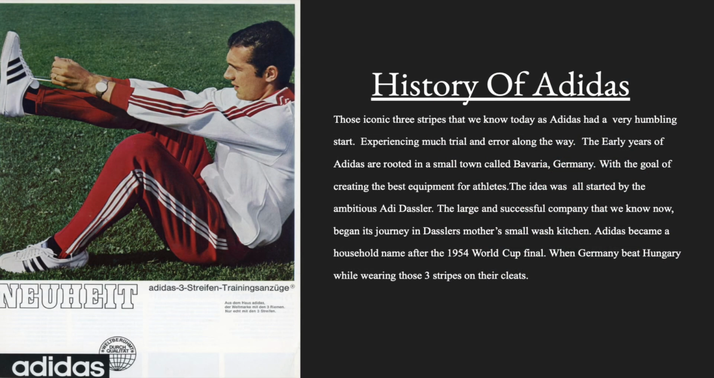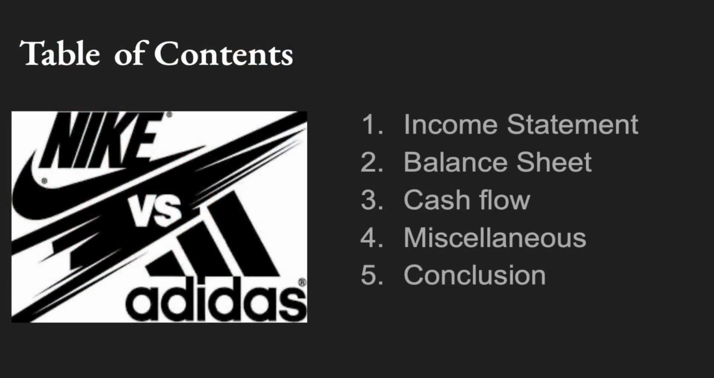History of Adidas. The iconic three stripes that we know today as Adidas had a very humble start, experiencing much trial and error along the way. The early years of Adidas are rooted in a small town in Bavaria, Germany, with the goal of creating the best equipment for athletes. The idea was started by the ambitious Adi Dassler. The large and successful company that we know now began its journey in Dassler's mother's small wash kitchen. Adidas became a household name after the 1954 World Cup, when Germany beat Hungary while wearing those three stripes on their cleats.